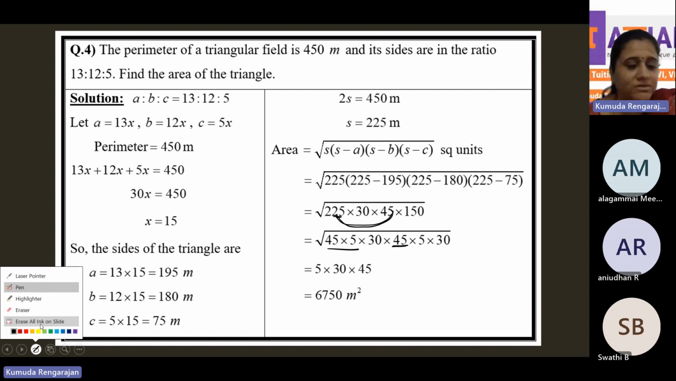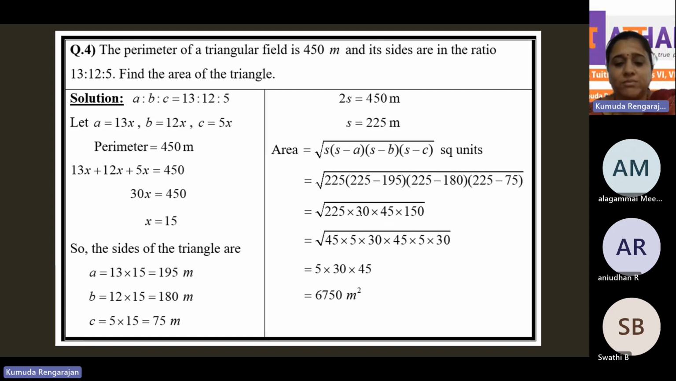You first look at the numbers and you plan what to do. Look at these numbers. So you plan like this. 225 is a multiple of 45. 45 5s are 225. So what you do, write this 45 as it is and write this 225 as 45 into 5. Why should we write like that? Now we have two 45s. So one 45 will come out.